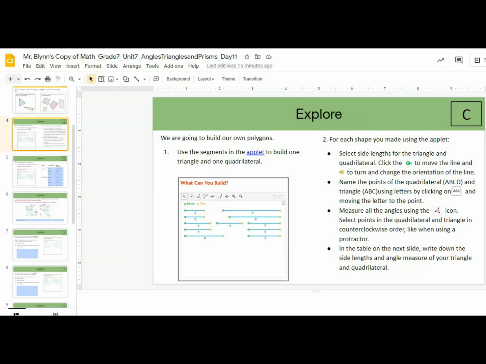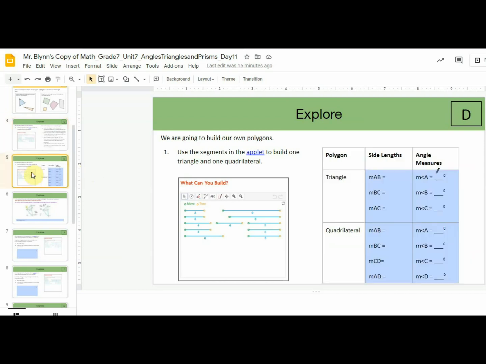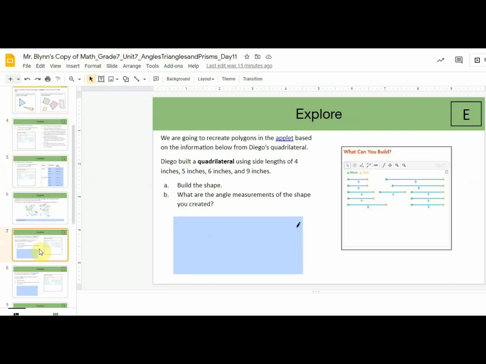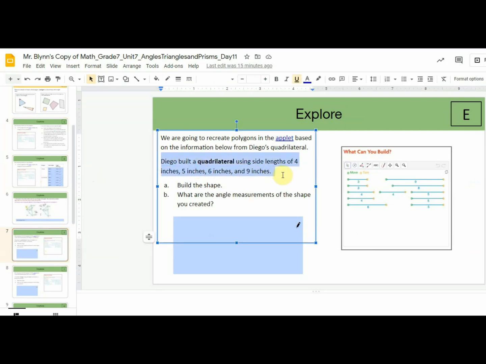Students, I hope that you've had fun and learned something while creating your own triangle and quadrilateral using the applet, recording all your measurements here. Now you're ready for slides E and F. In these slides, you'll make a quadrilateral using the same side lengths as a student named Diego. And you'll measure the angles and put your results here.